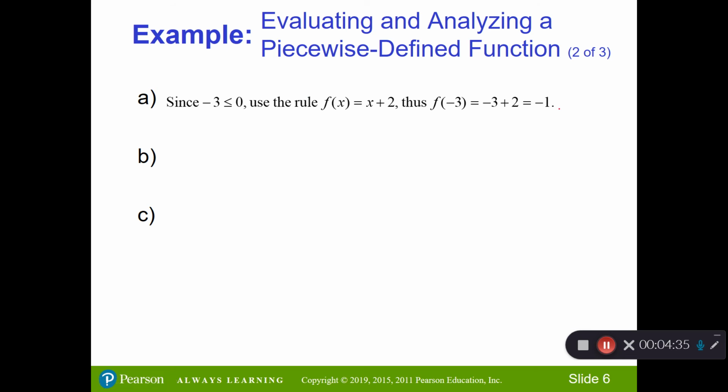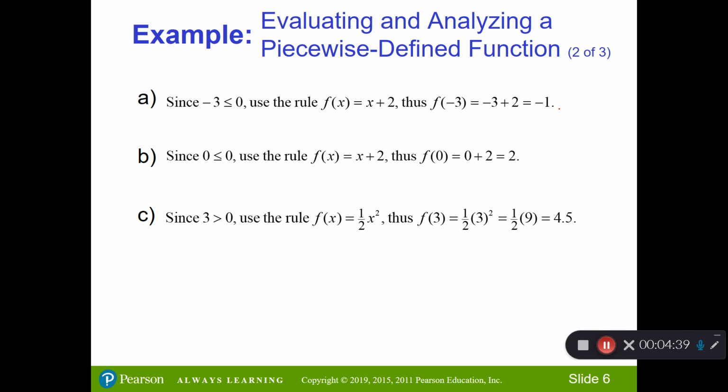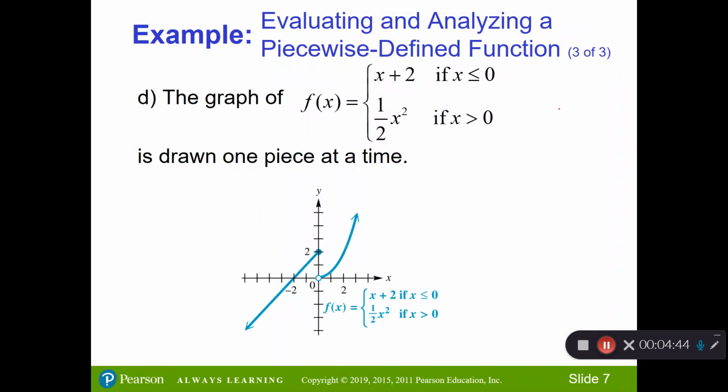So here's A, we already evaluated it. B, we evaluated it. C, we evaluated it. And then our graph looks something like this. This is what we just drew. So again, we just draw it one piece at a time.